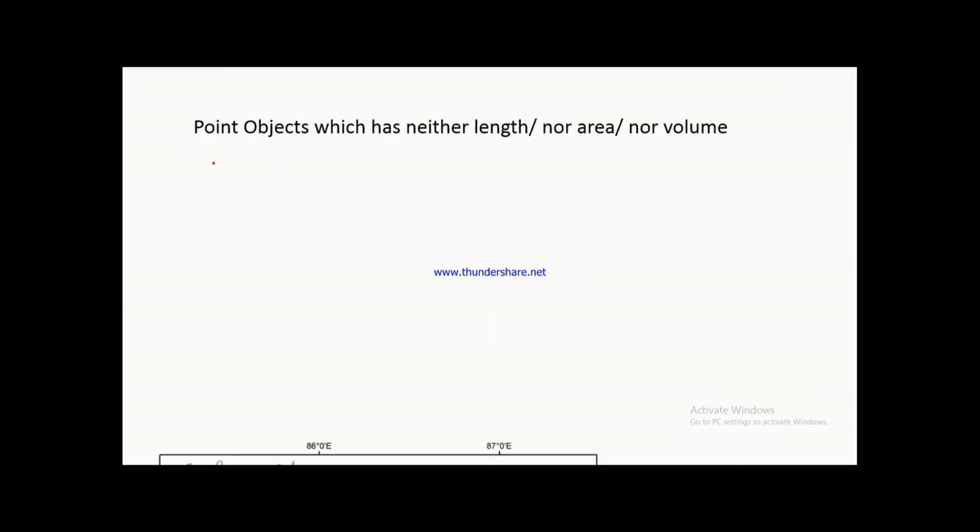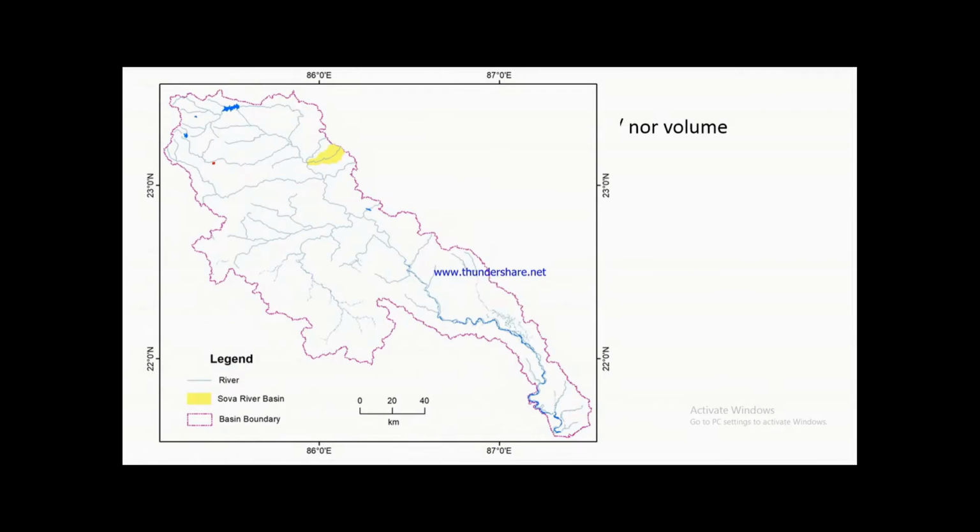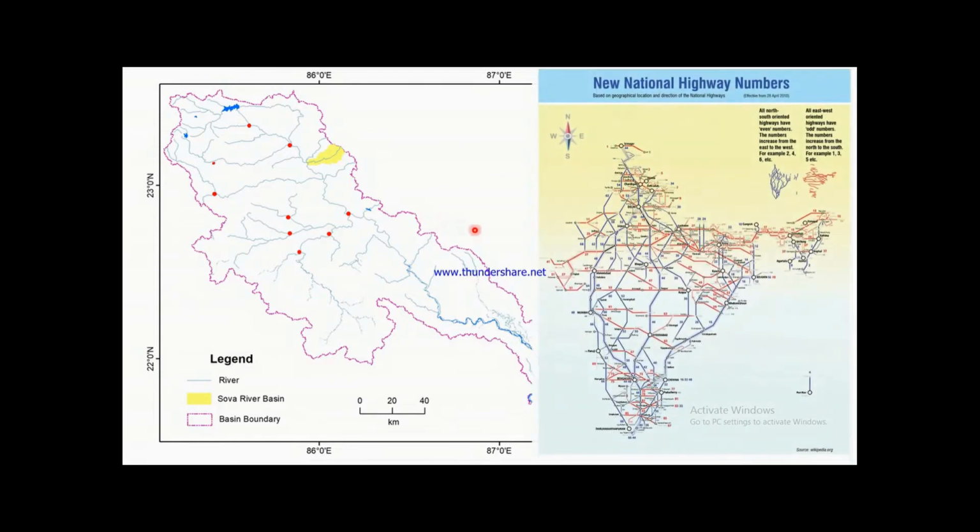These are just points. Suppose in this map, all the junctions of streams are just a point. Here, two streams join together and make a point. In this map also, the road crossings are considered as points.